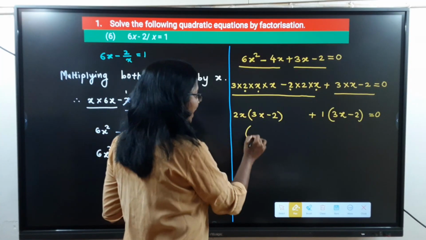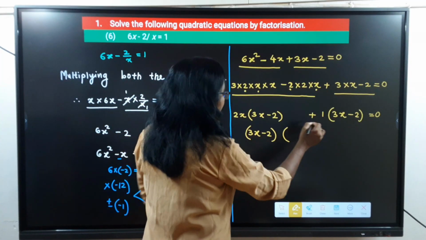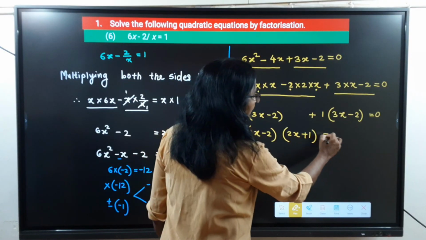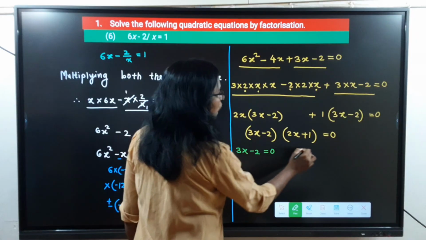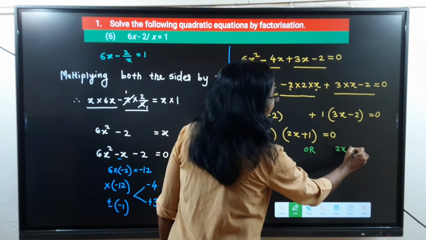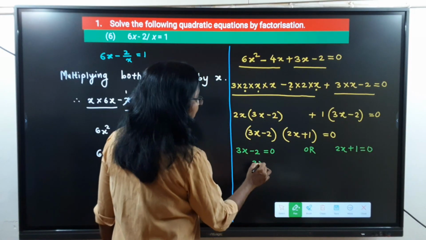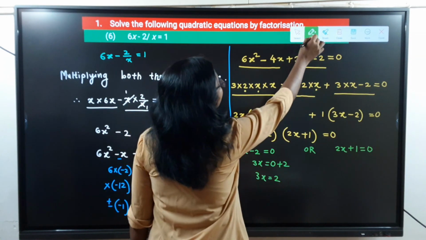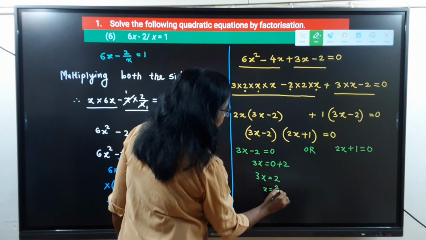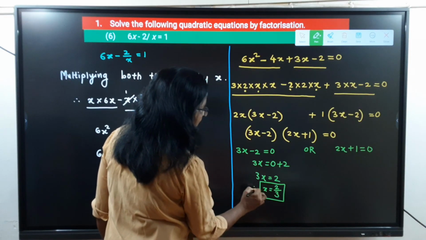Now the first bracket is 3x minus 2, and in the second bracket we write 2x plus 1 is equal to 0. So the first bracket 3x minus 2 is equal to 0, or the second bracket 2x plus 1 is equal to 0. Therefore 3x is equal to 0 plus 2, 3x is equal to 2. Therefore x is equal to 2 upon 3.